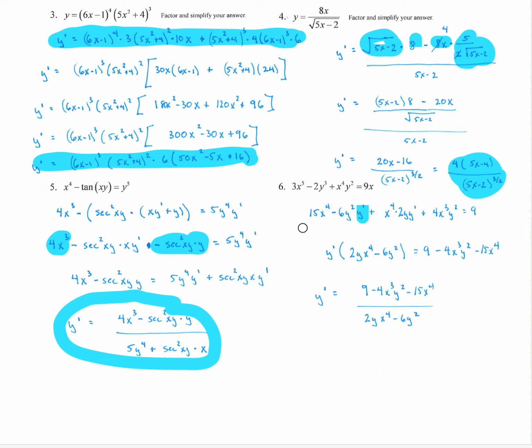Same thing. Everything that doesn't have a y prime, it looks like I moved to the right side of the equation. Everything that did have a y prime stayed, and then I factored a y prime, and then you're going to divide by that common factor at this point and move it over.